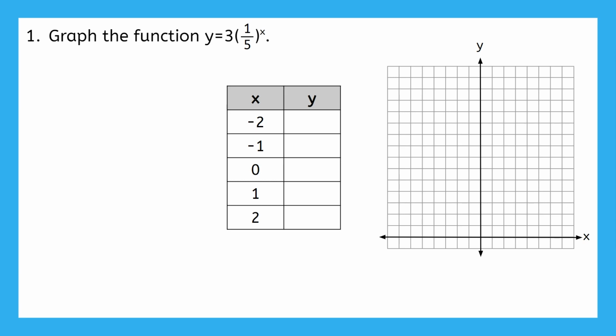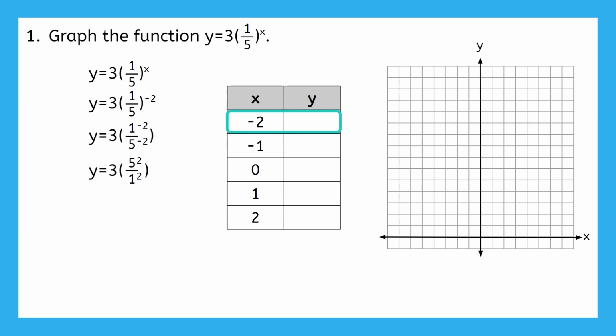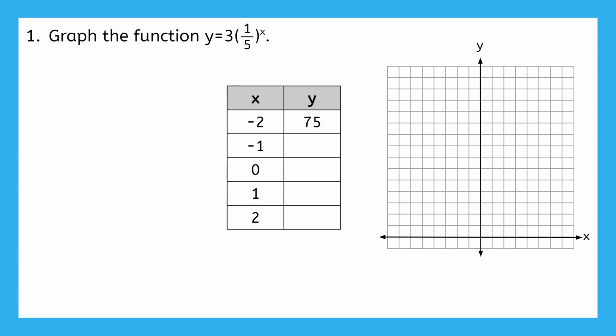Okay, I'm going to start by calculating this y value. All right, here's the equation. I'll replace x with a -2. The exponent can distribute through to the numerator and denominator. Then we can make the exponent positive by flipping where they're at in the fraction. 5 squared is 25, and 1 squared is just 1. And we really don't need a 1 in the denominator. Okay, so this is 3 times 25, which is 75. So I have the point -2, 75.